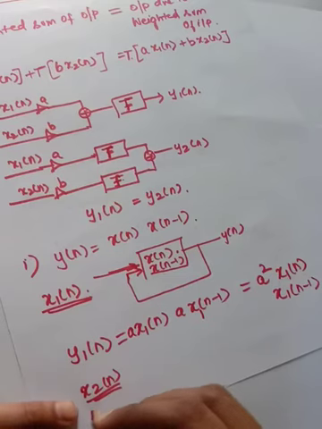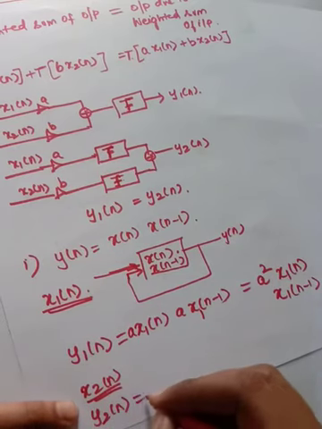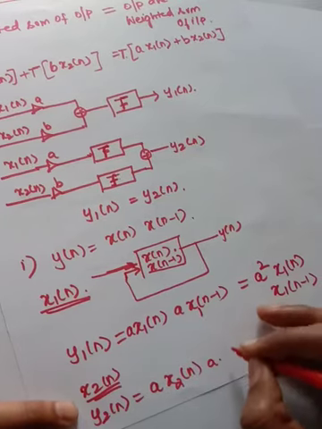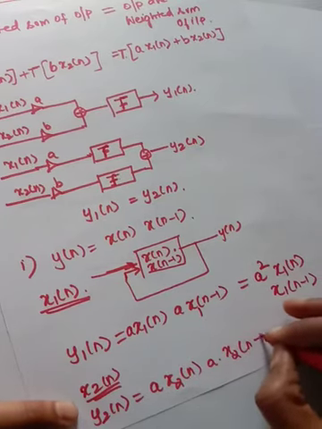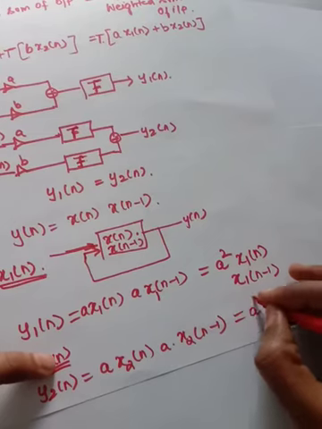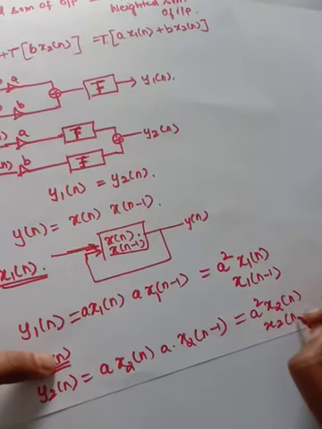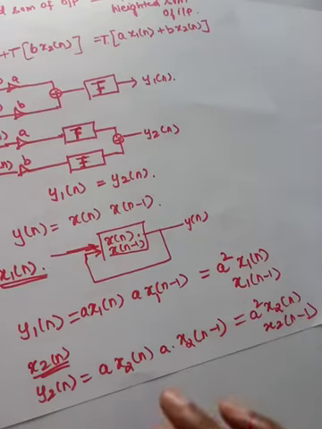Next, we are giving x2 of n to this input. So y2 of n is equal to a into x2 of n, a into x2 of n minus 1, which is equal to a square x2 of n into x2 of n minus 1. So I have done the steps.